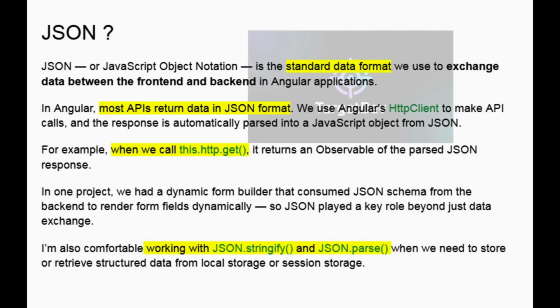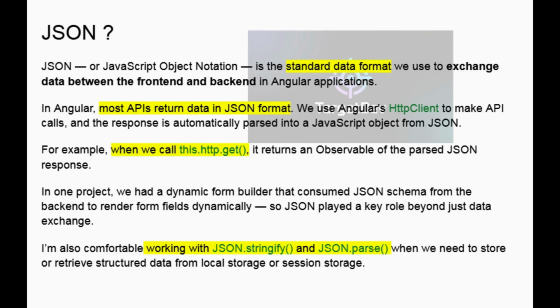What is JSON? JSON, or JavaScript Object Notation, is the standard data format we use to exchange data between the front end and back end in Angular applications. In Angular, most APIs return data in JSON format. We use Angular HttpClient to make API calls, and the response is automatically parsed into a JavaScript object from JSON. For example, when we call this.http.get method, it returns an observable of the parsed JSON response.